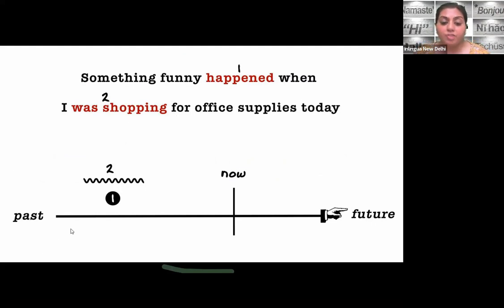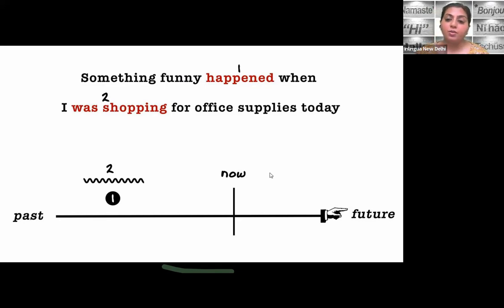If you look at the chart below, number 2 is the long action, the continuous action. Number 1 interrupted number 2, meaning the number 1 action happened in the middle of the number 2 action. Something funny happened when I was shopping for office supplies today.